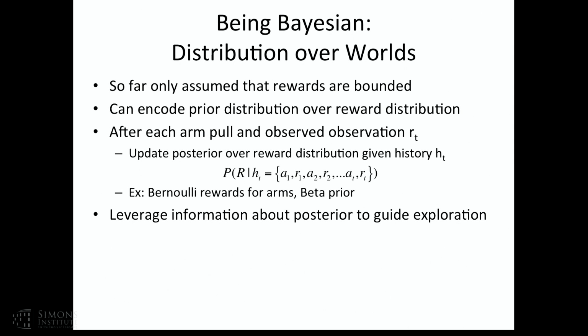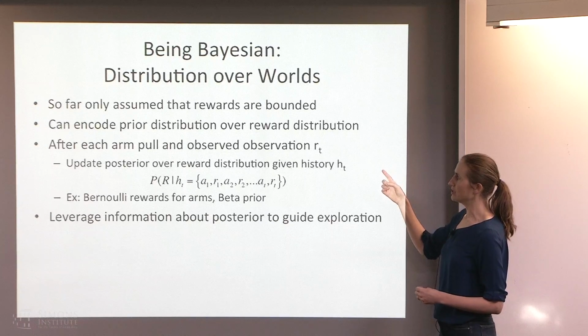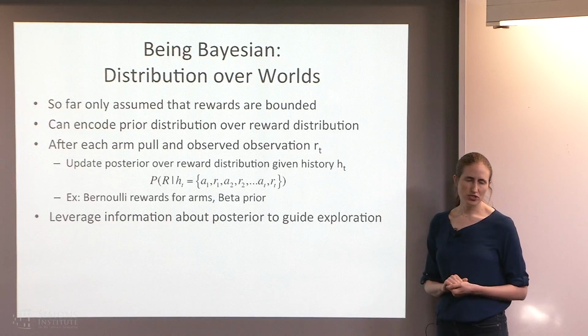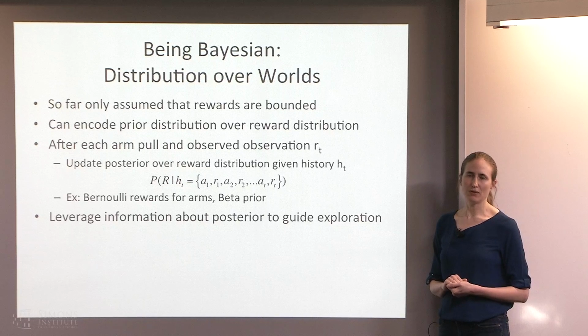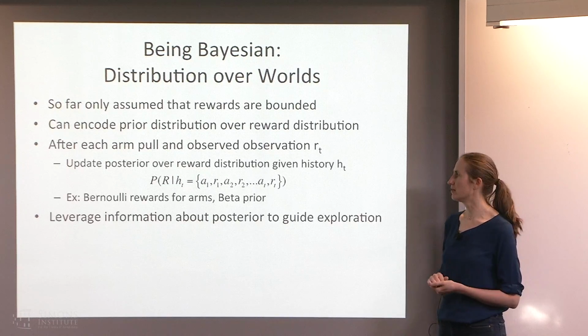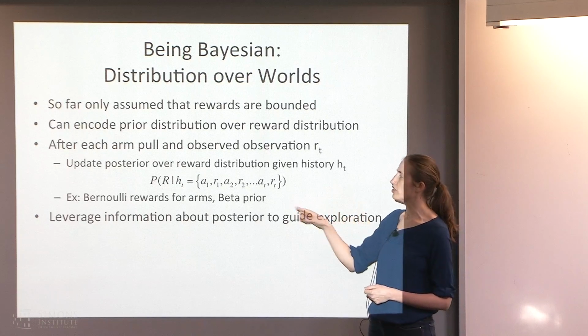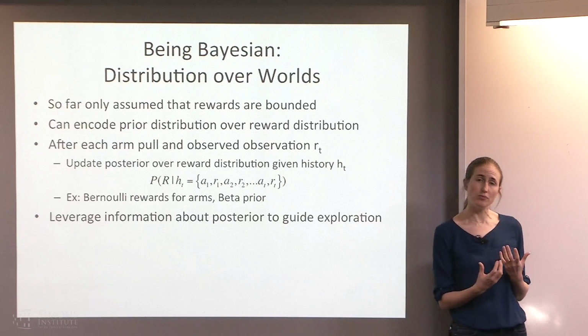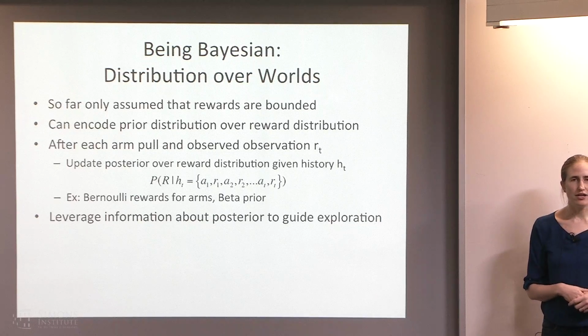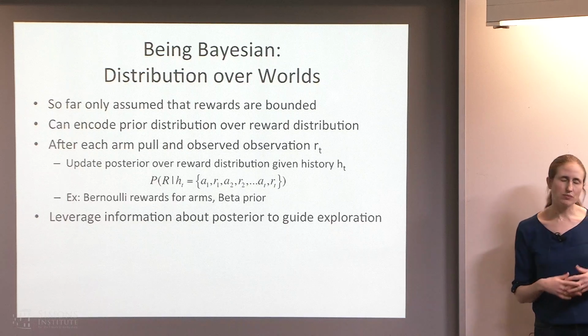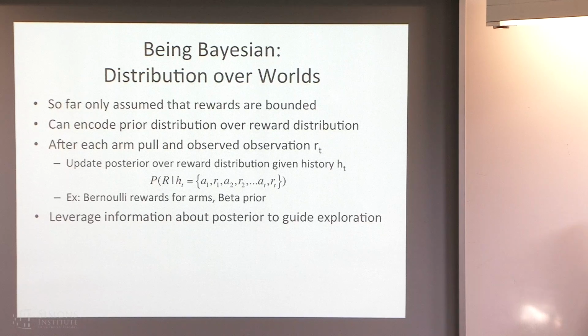So an alternative approach is we could be Bayesian, and we could think about having distributions over worlds. And when I say distributions over worlds, I'm going to mean distributions over the parameters that govern the reward distribution for bandits. So we could encode a prior distribution over the rewards, and then we could update that posterior every time we pull an arm and get some observation back, some reward back. So now we can just maintain this sort of posterior distribution over what our reward distributions could be for each arm based on our prior evidence. And once we have that posterior, we can use it to guide exploration.